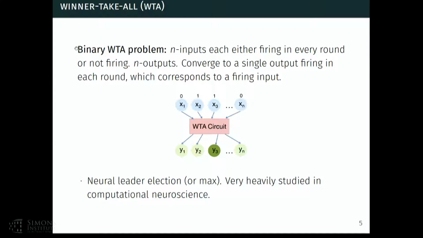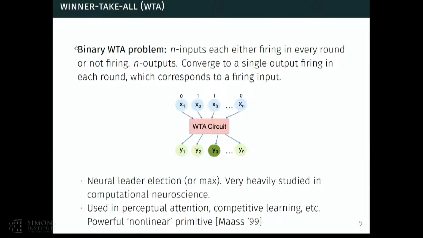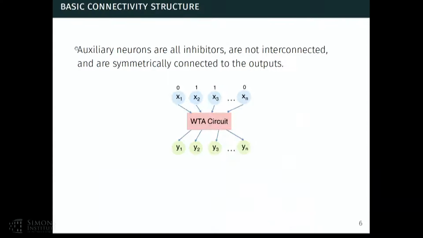In the non-binary case, which is the more common case, it's sort of like a neural max function. We're just doing the binary case because it's simpler. You usually want to pick the input neuron that has the highest or near-highest firing rate. This is very heavily studied for things like perceptual attention, so choosing between inputs, and competitive learning, where you're choosing between classifiers depending on how they perform on a certain set of inputs. There's also been some work in theoretical computer science showing that, for example, if you allow yourself black box WTA gates and combine them with perceptron neurons, you can do computations with many fewer neurons than if you just had perceptrons. So that's the WTA problem.